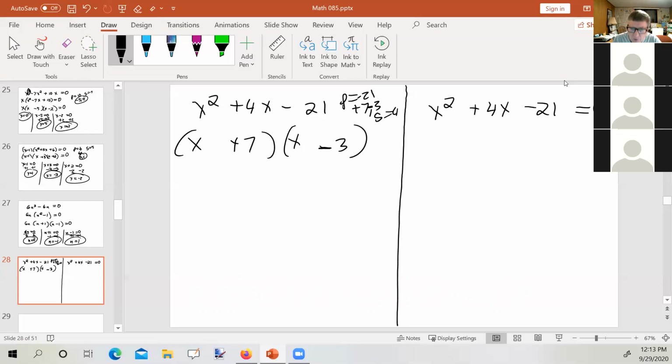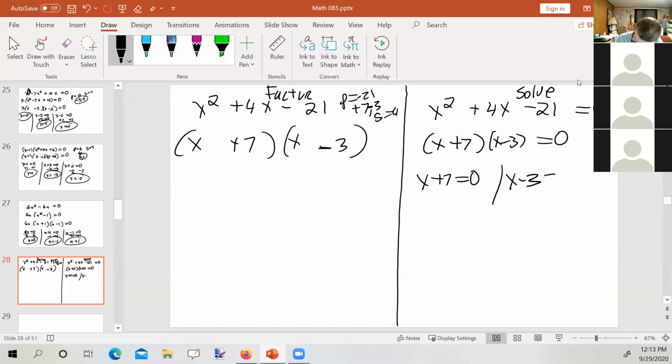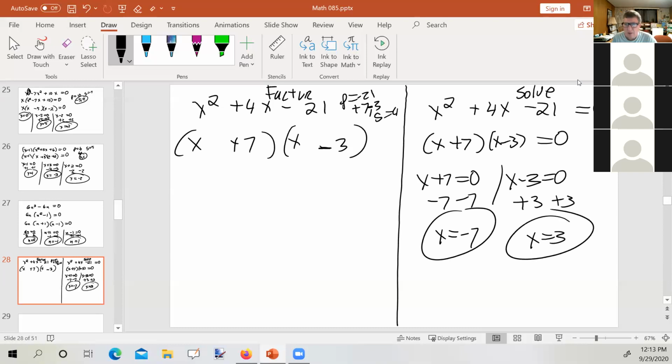Now, the second one is an equation. It's going to have the same factors, but now I need to go on and solve it. So the directions for this first one would be factor, and for the second one would be solve. So here I get x plus 7 equals 0, x minus 3 equals 0. So x is negative 7, x is 3. So if it's an equation, be sure to solve it. If it's not an equation, don't just take this and magically set it equal to 0 and solve it. I have students doing that. Don't be one of them. All right.